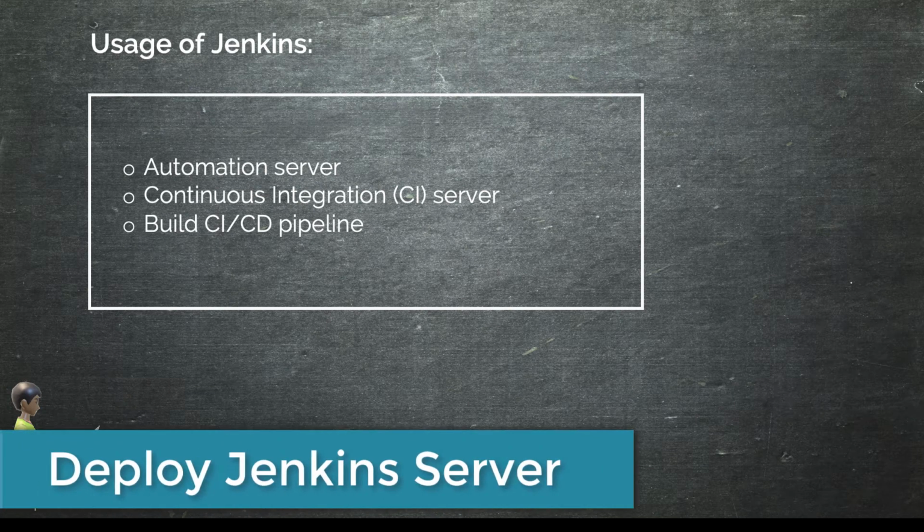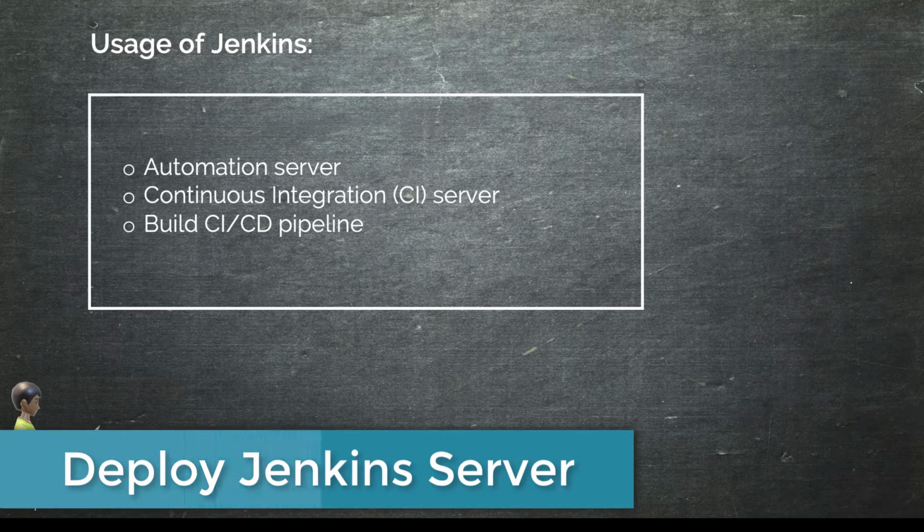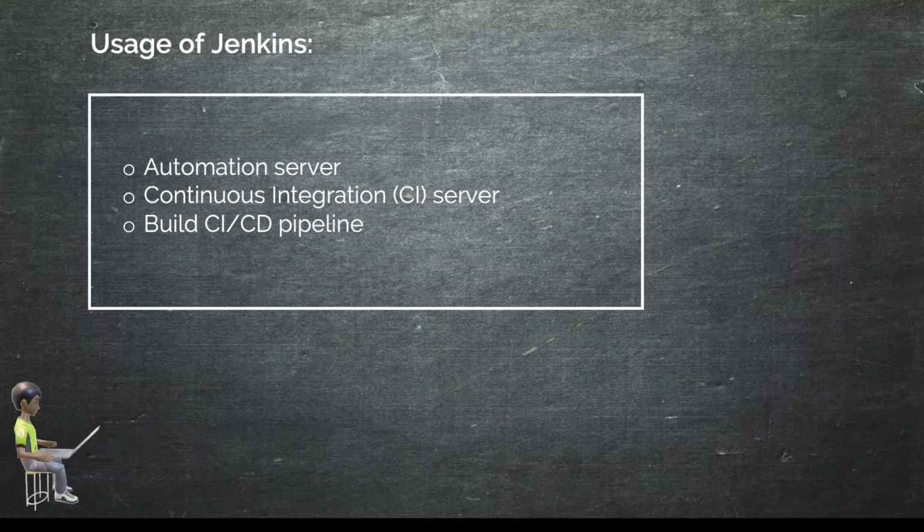Jenkins is a very commonly used application in any organization. It is used mainly as an automation server, a continuous integration server, or a CI/CD pipeline, which stands for continuous integration or continuous deployment pipeline. When you work in an AWS environment or hybrid cloud environment, one of the very common projects you get is to deploy a Jenkins server.